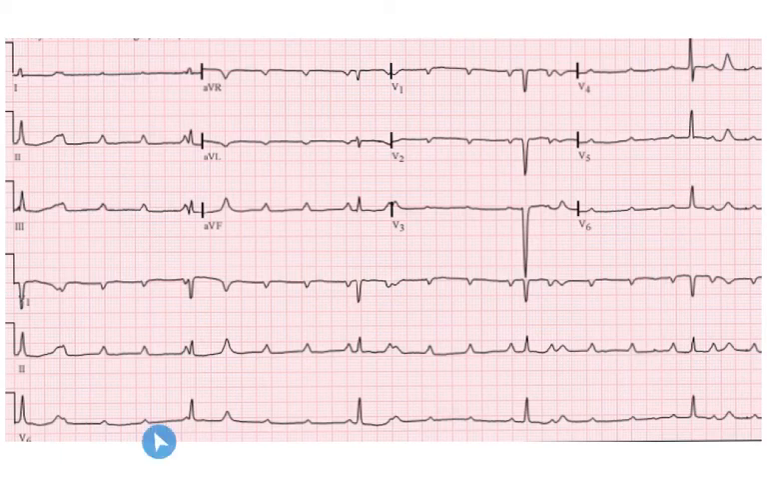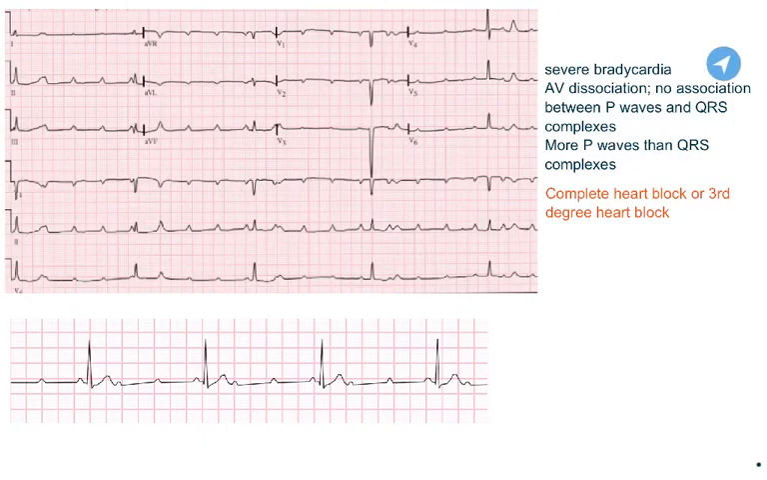It's severely bradycardic. You can see that there are so many P waves that do not have QRS complexes after them, which means that the atria and ventricle, they're not synchronized together. So there is atrioventricular dissociation. So an ECG that shows bradycardia, no association between P waves and QRS complexes, and when you see more P waves than QRS complexes, then it is complete heart block or third degree heart block.